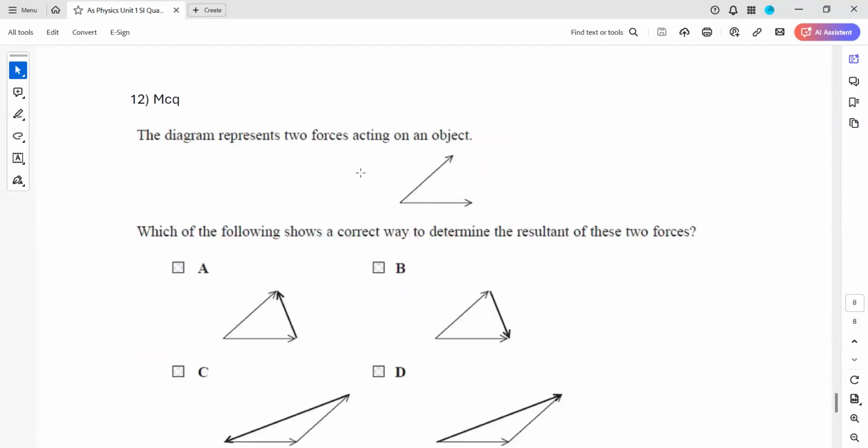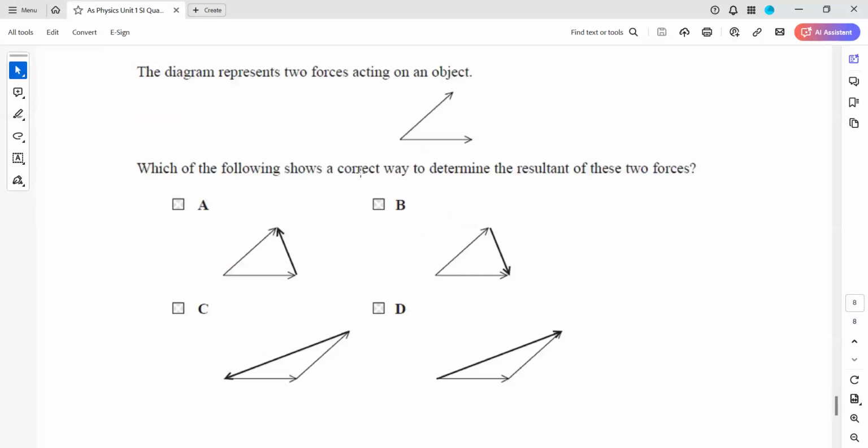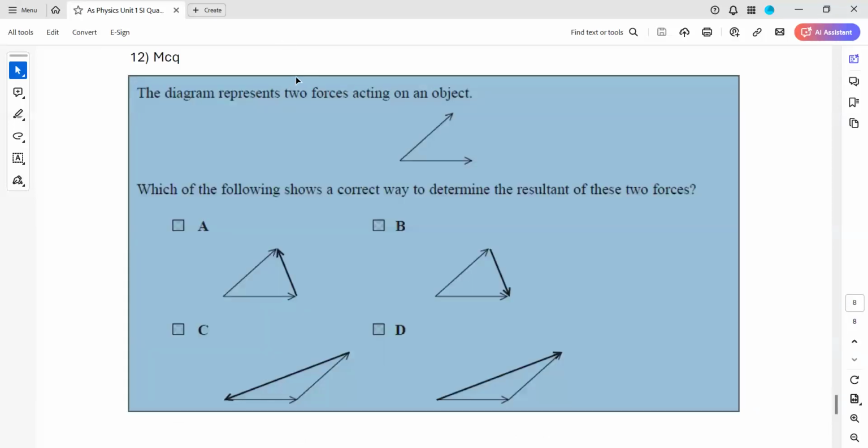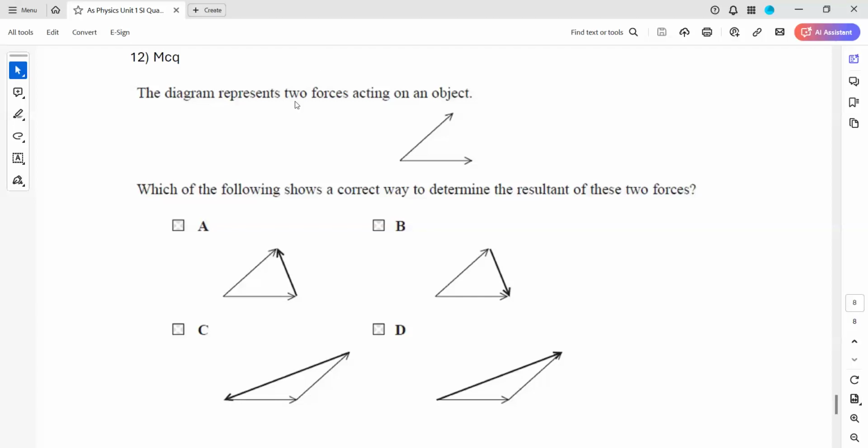The diagram represents two forces acting. Which of the following shows a correct way of finding a resultant? So if you want to find the resultant, two ways are there. A parallelogram method. If you use a parallelogram method, then the diagonal will be the resultant. If you use a triangle method, we draw the first vector, then we draw the second vector. From the tail of the first to the head of the last, that will be the resultant.